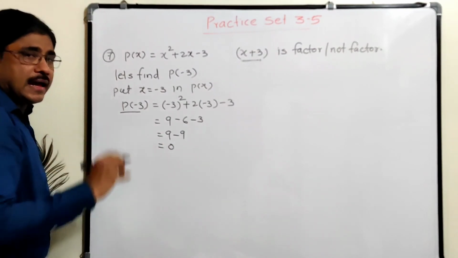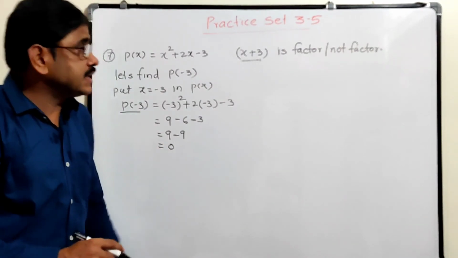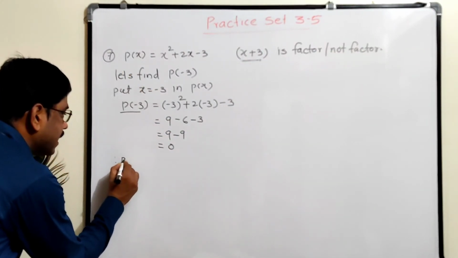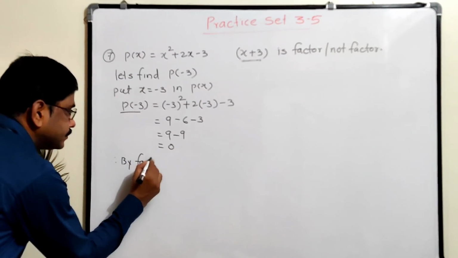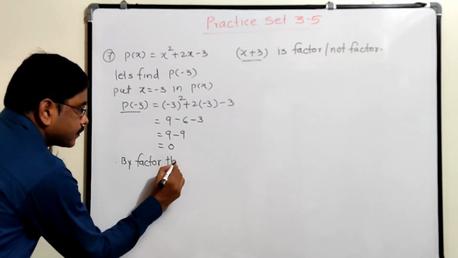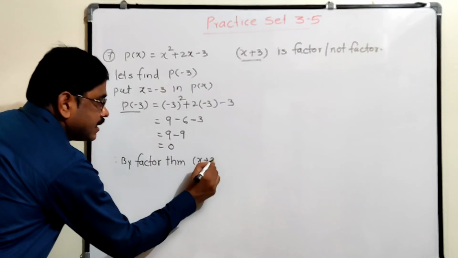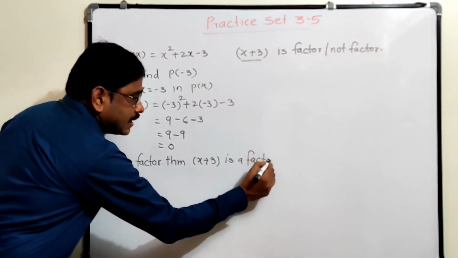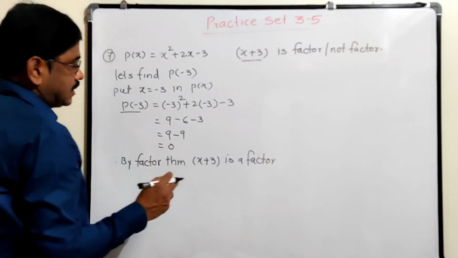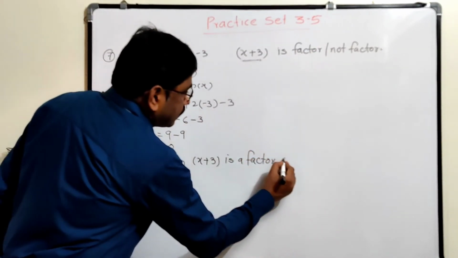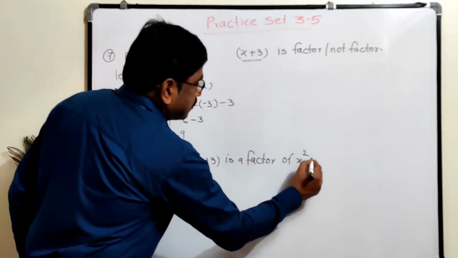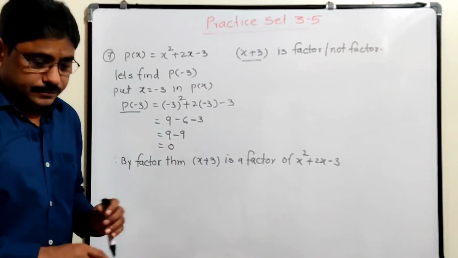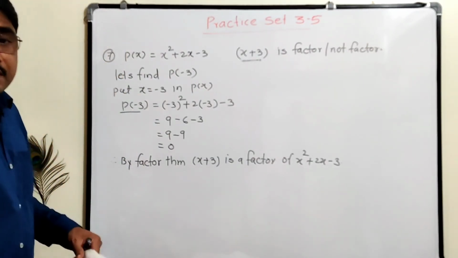If this value comes 0, that means by factor theorem this is a factor of this polynomial. Therefore by factor theorem this x plus 3 is a factor of x square plus 2x minus 3. If 0 does not come, what do we write? It is not a factor. If 0 comes, then it is a factor. It is so easy. This is our seventh sum.